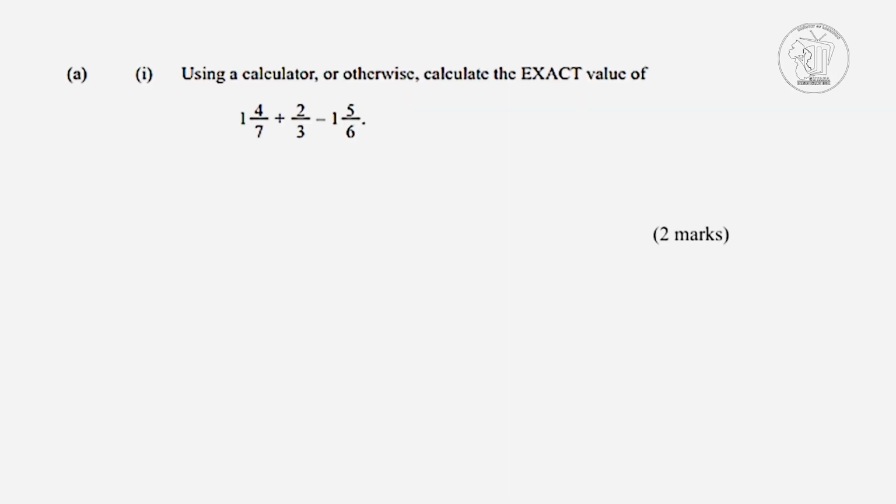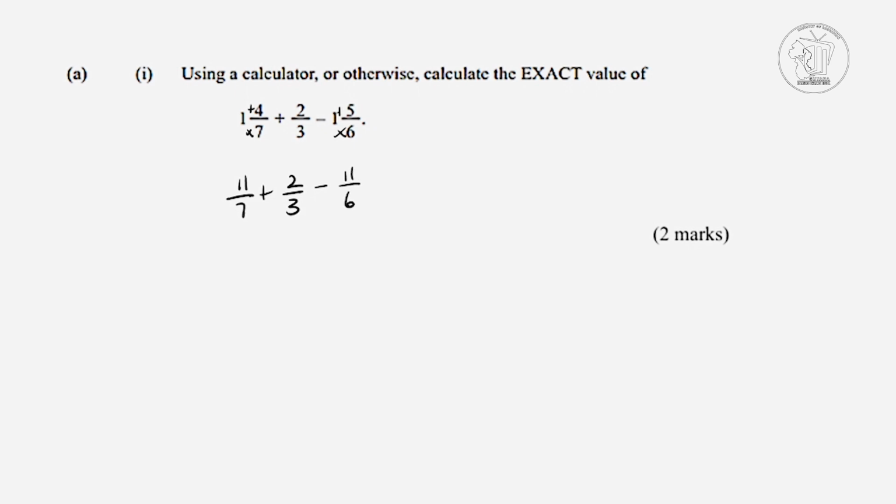So let's carry on. This one says, using a calculator or otherwise, calculate the exact value of 1 and 4 over 7 plus 2 over 3 minus 1 and 5 over 6. We can change all of this to improper fractions. You multiply and then add. 7 times 1 is 7, 7 plus 4 is 11 over 7, plus 2 over 3, minus, you multiply and then add again. 6 times 1 is 6, plus 5 would be 11 over 6.